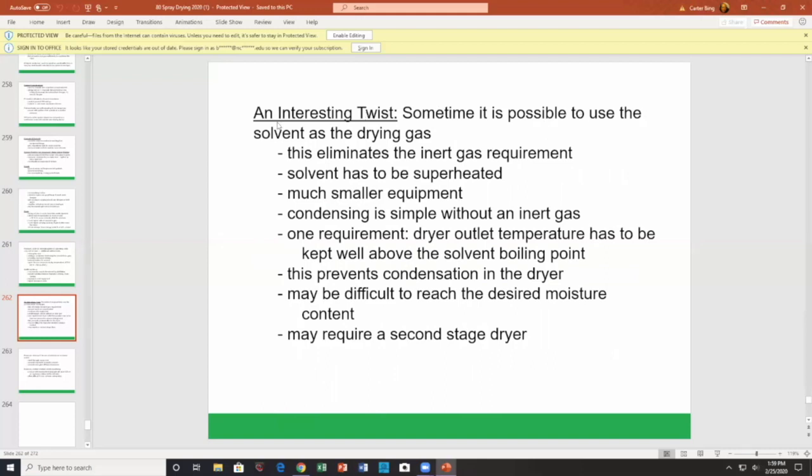Interesting twist: sometimes it's possible to use a solvent as a drying gas. This eliminates inert gas requirements. Solvent has to be superheated, much smaller equipment. Condensing is simple without inert gas. One requirement: the dryer outlet has to be well above the solvent boiling point, right? Which means you're going to be at high temperatures. Prevents condensation in the dryer. May be difficult to reach. Desired moisture content may require a second dryer. Nothing wrong with staging.